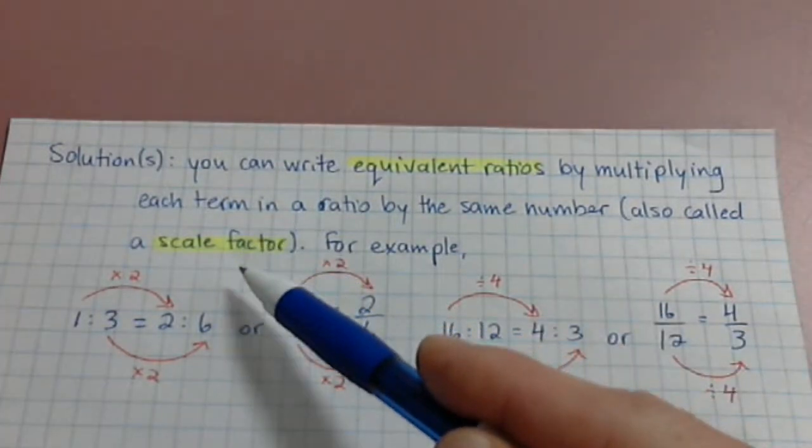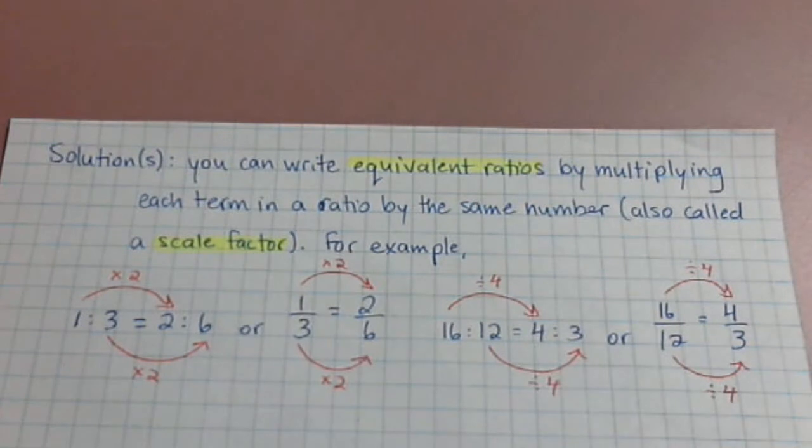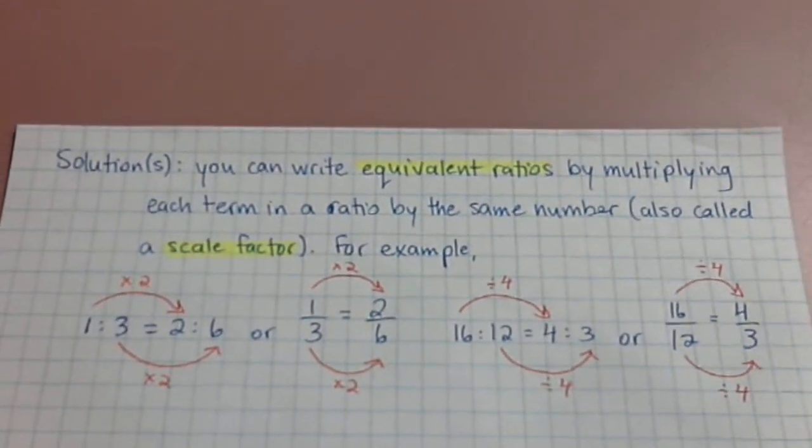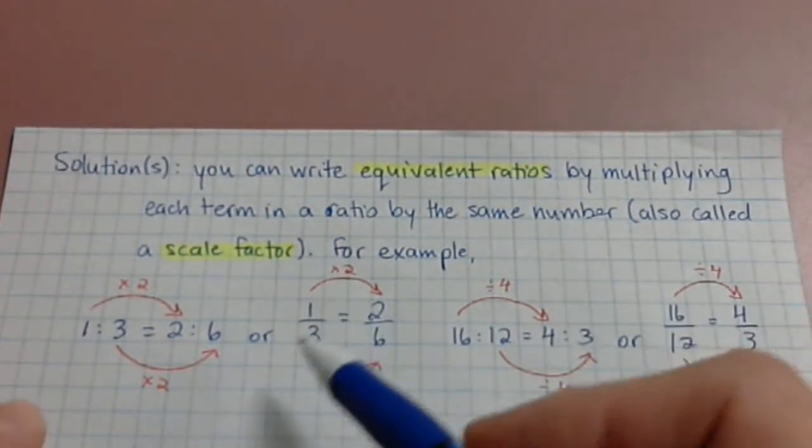You notice that it's highlighted. It's an important definition to know. The definition for a scale factor is a number that you can multiply or divide each term in a ratio by to get the equivalent terms in another ratio. It can be a whole number or a decimal. For our math stuff, we will always use whole numbers as our scale factors. But here we have some examples.